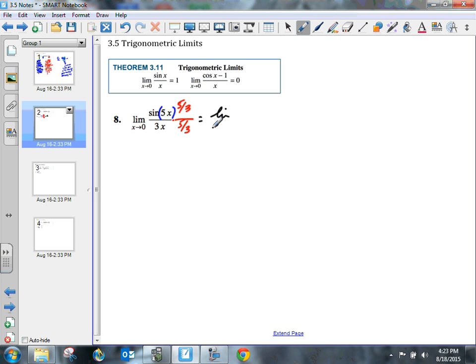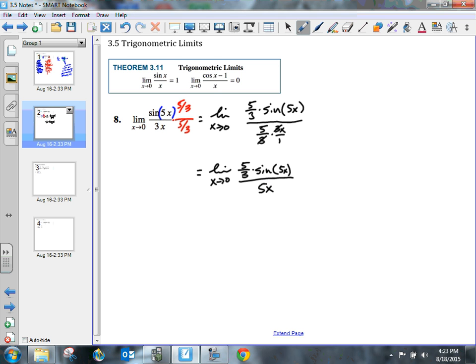I get the limit as x approaches 0 of 5/3 times sine of 5x all over, and I'm going to do 5/3 times 3x over 1, okay? And what happens is, the reason why I multiplied by 5/3 is because the 3 here and the 3 here will divide out, okay? And this leaves us with the limit as x approaches 0 of 5/3 times sine of 5x all over 5x, okay?